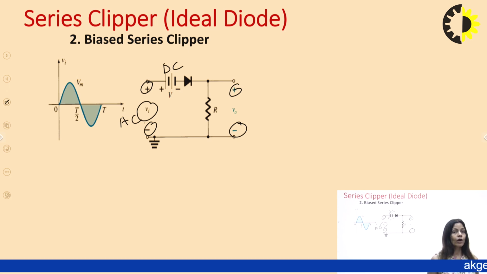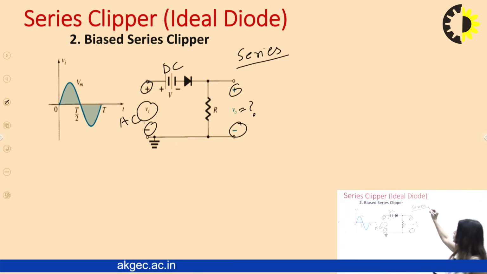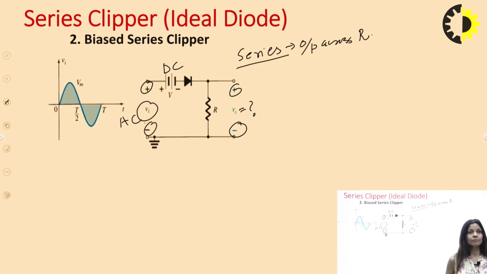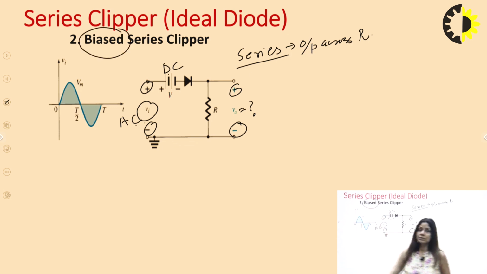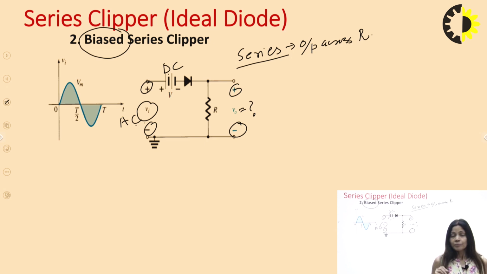Again I want to mention that we are taking the output voltage across the resistance R. That is why this is a series clipper circuit. AC is there, DC is there, hence this is a biased series clipper. Two points now.